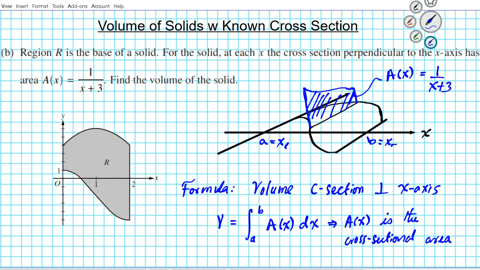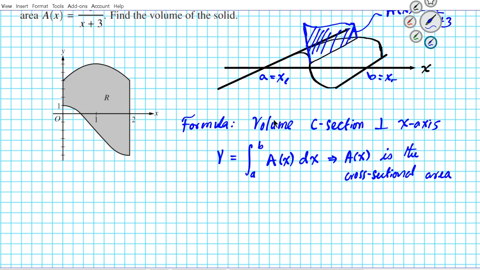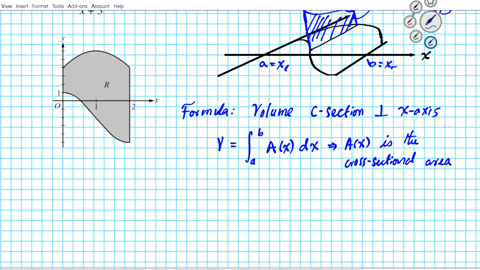So we just take what we're given and run with it. All right, so we are going to list what we know and then find what we need. In this problem, the left boundary, a or x to the left, is 0. The right boundary, b or x to the right, is 2. The area of the cross section is a function. It's a variable area.